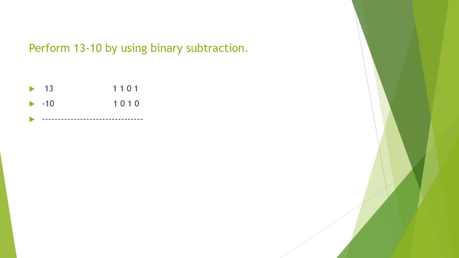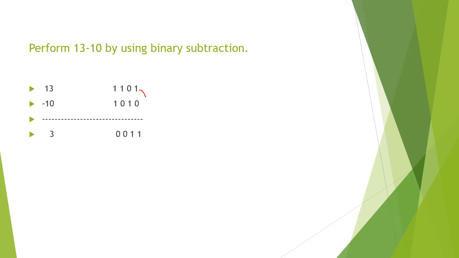So again, let us discuss an example of binary subtraction. Here I am performing the subtraction of 13 minus 10 by binary arithmetic. So 13, its equivalent binary is 1101, from the decimal to binary method. 10, its equivalent binary is 1010. Now here we will get the result 3 for this particular subtraction. So let us see it one by one.